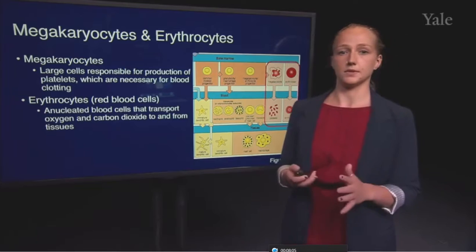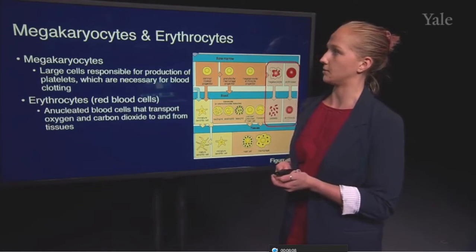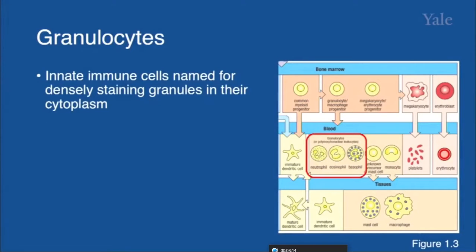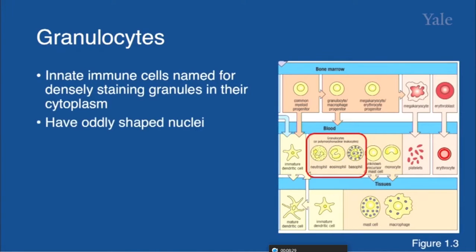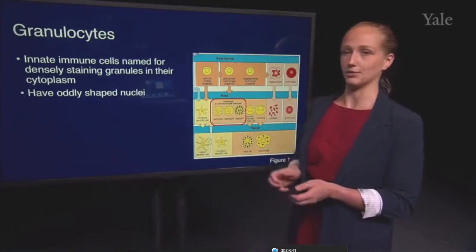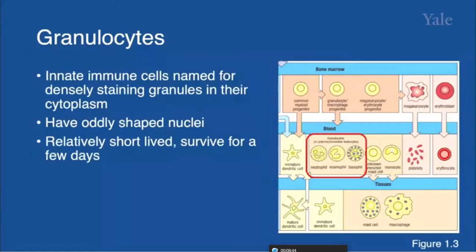As we shift gears into a different portion of the progeny of the common myeloid progenitor cells, these are our granulocytes. So granulocytes in general, which I have outlined here, are innate immune cells named for densely staining granules inside their cytoplasm. You can even see here in their cartoon depictions that they have these little spots within their cytoplasm that represent the granules. These cells also have very oddly shaped nuclei in that they are much elongated and kind of curved relative to the traditional, more spherical nuclei. And again, you can see this graphically represented here. In addition, these cells are very, very short-lived. They survive only for a couple days.